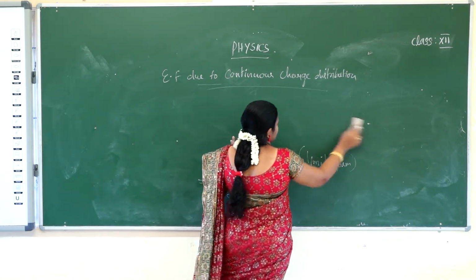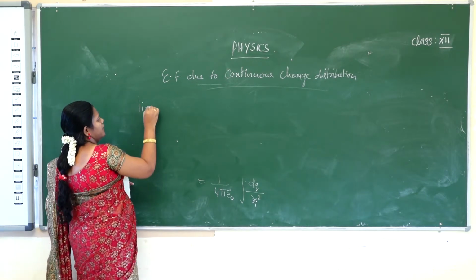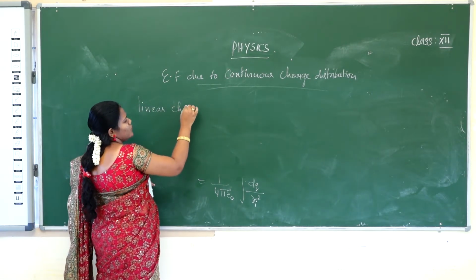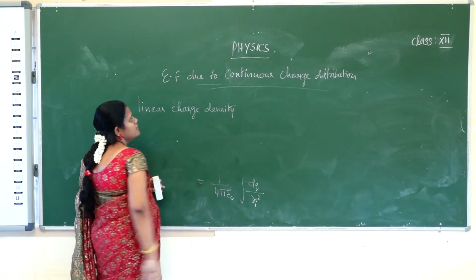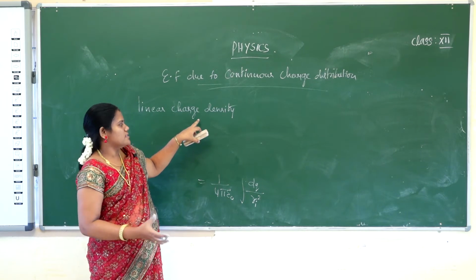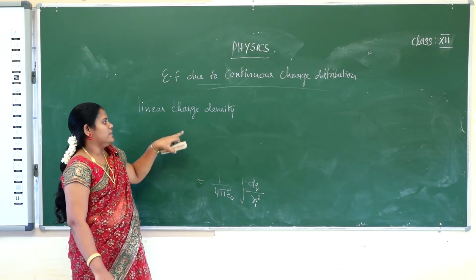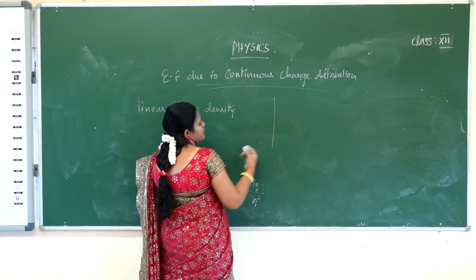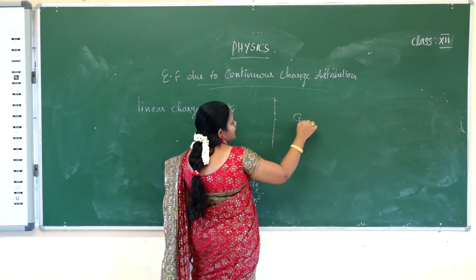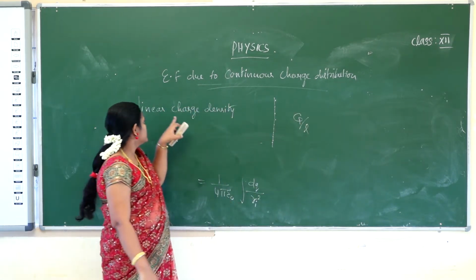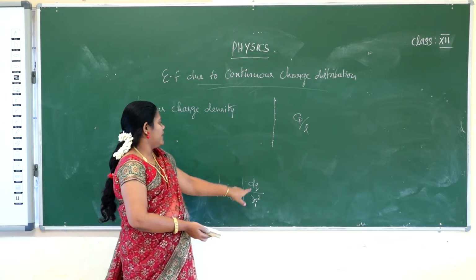First, you have to calculate the linear charge density. What is the meaning of linear charge density? Charge density means where the charges are more concentrated. Linear charge density means a one-meter scale having more and more charges. So the number of charges per unit length is the linear charge density. So you put the value for dq.